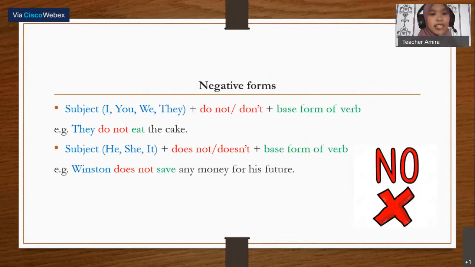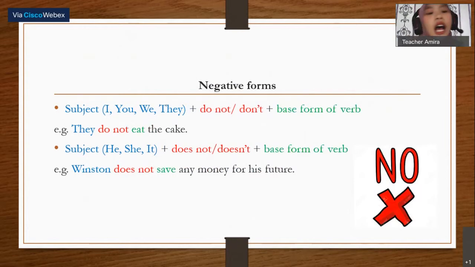So Winston does not save any money. Okay. Winston is the subject. He is the subject, a singular. So the verb should have "does not save", and then the base form of the verb, save any money for his future. Okay, do you understand that? Understand or not, students? Okay. I hope you understand. If you don't understand, you can just shoot the questions.